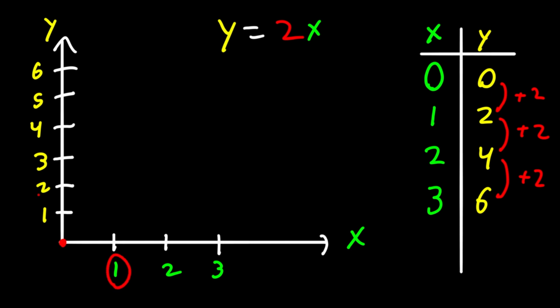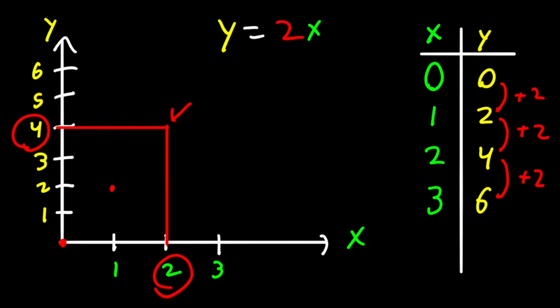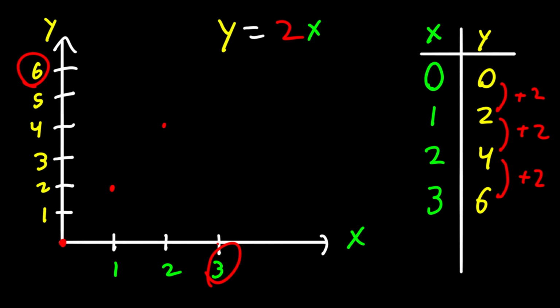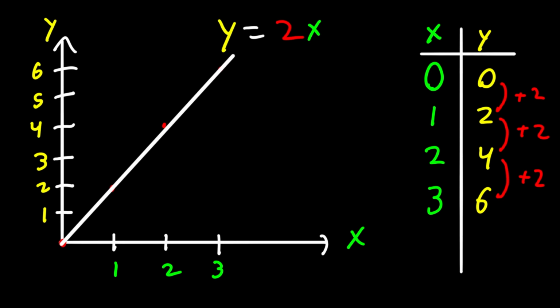When x is 1, y is 2. So that's going to be right about here. When x is 2, y is 4. And they happen to meet right about here, in this corner. When x is 3, y equals 6. These happen to meet right about here. And now we can connect the dots. And recall that we have to draw an arrow at the end to indicate that it can go on forever. So this is the graph of y equals 2x.